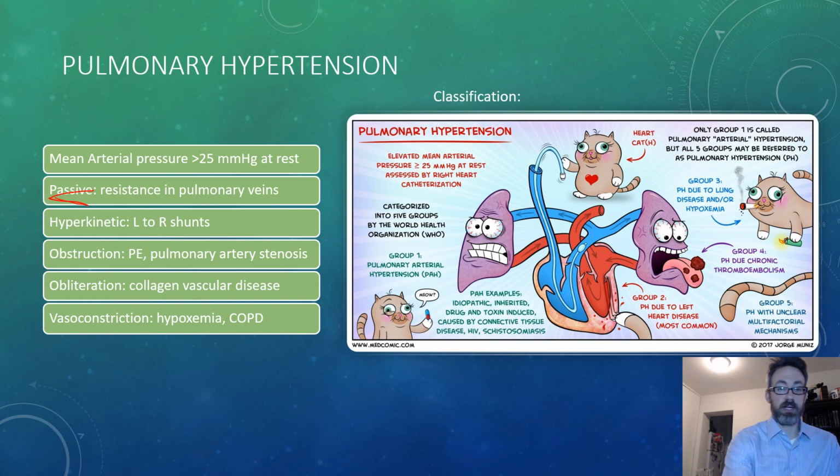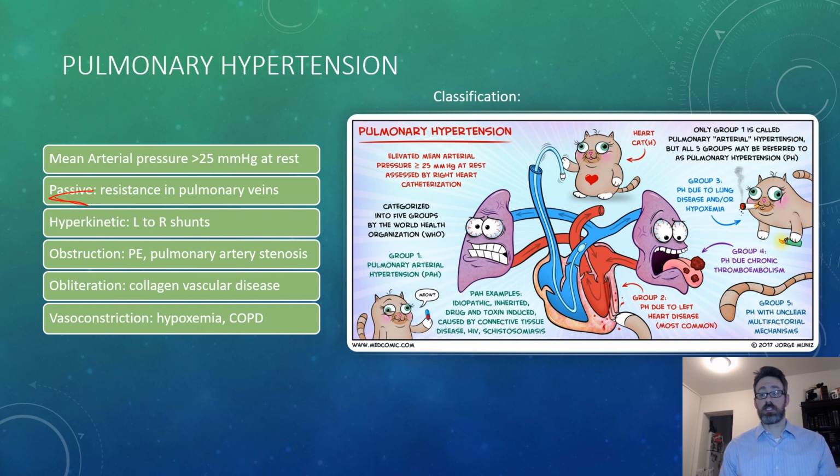You can also have hyperkinetic, and hyperkinetic is secondary to left to right shunts. That's what we've been talking about with the VSDs and the ASDs, where these increasing volumes are causing rising pressures on the arterial side. And so you get vasoconstriction and hypertrophy of the vasculature, which causes narrowing. Then you have obstruction. Obstruction would be something like a pulmonary embolus, which would cause a blockage, which causes an increase in resistance very quickly.